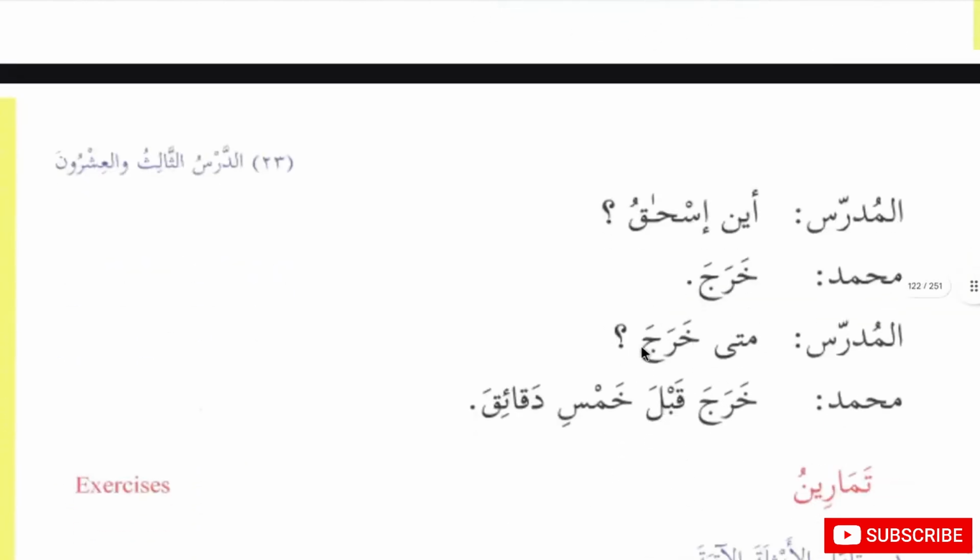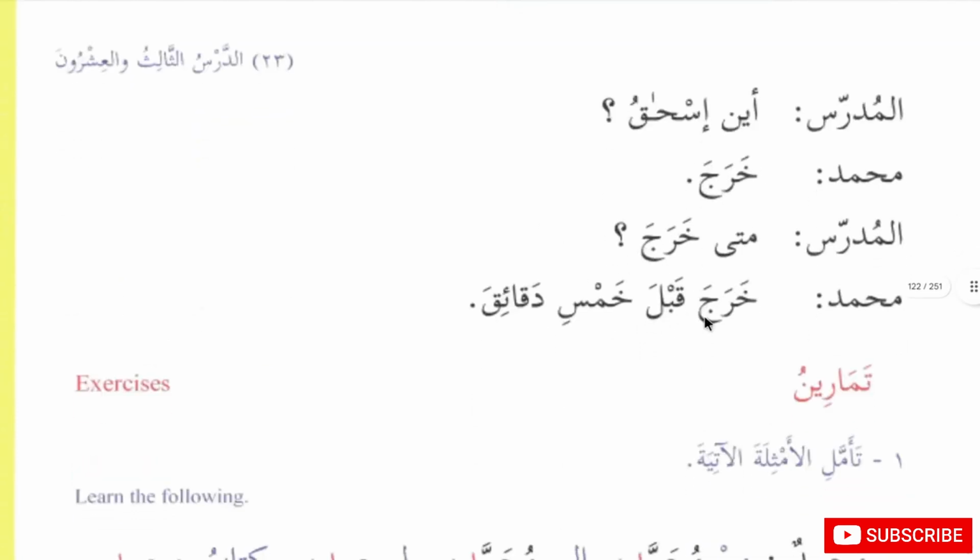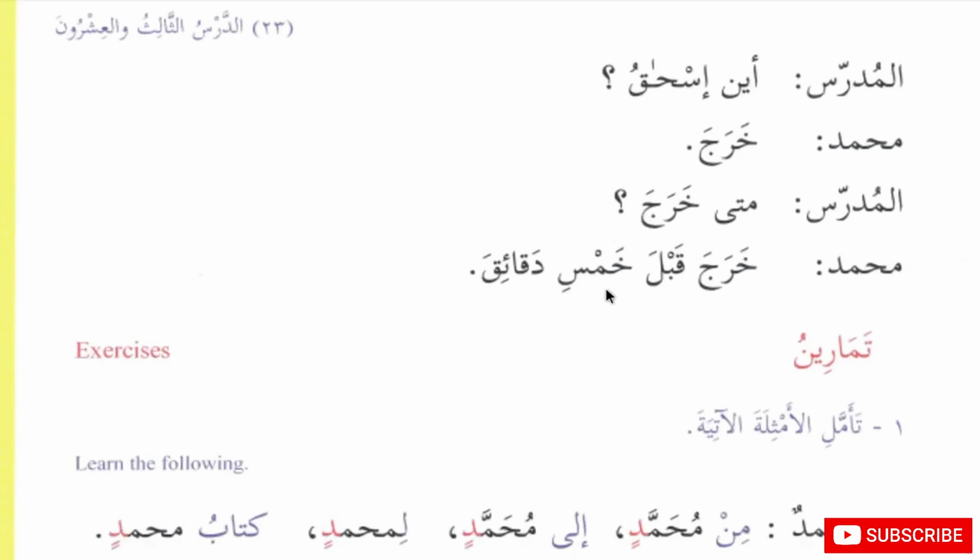Ina Ali, ya ikhwan? Where is Ali, oh brothers? ذهب إلى رياض. He went to Riyadh. وأين يعقوب? Where's Yaqub? ذهب إلى مكة. Makkah is a place, so it's feminine. So this is also mamnu min as-sarf. He went to Makkah. Ina Ishaq, where's Ishaq? خرج, he left. متى خرج? When did he leave? خرج قبل 5 دقائق. He left before 5 minutes.